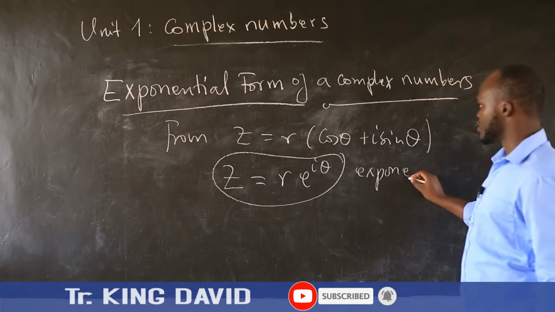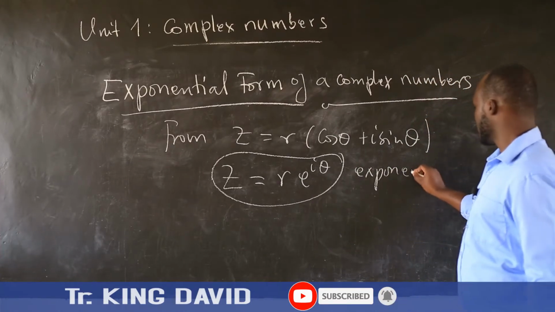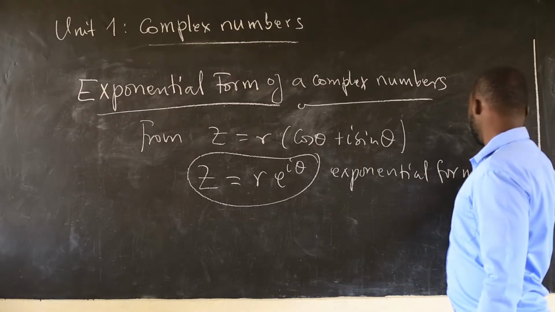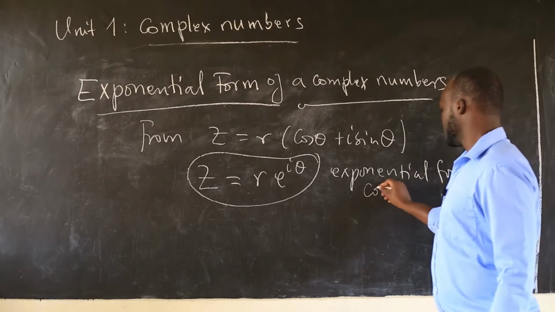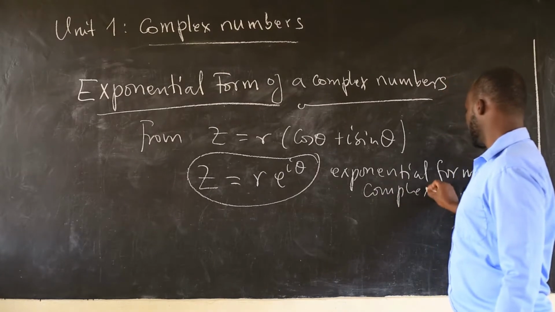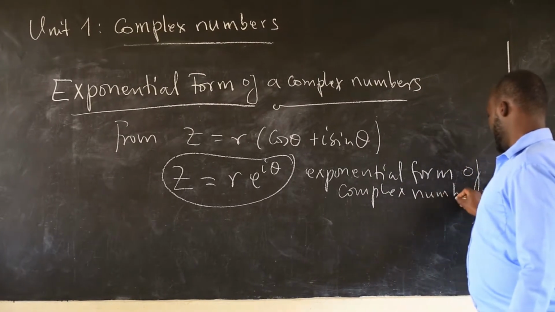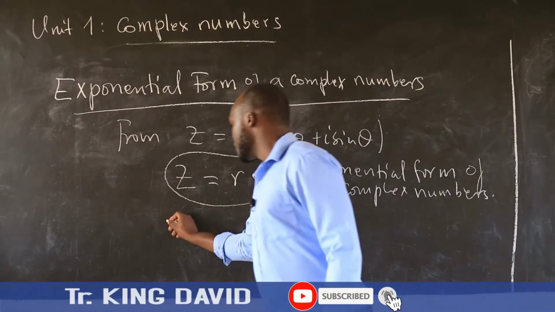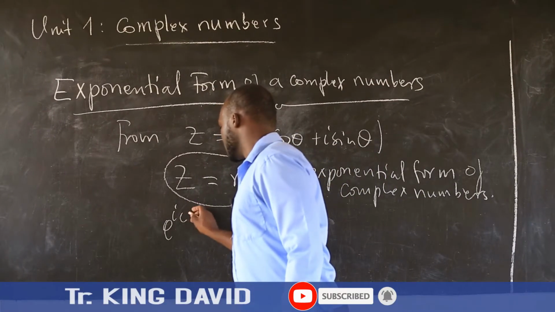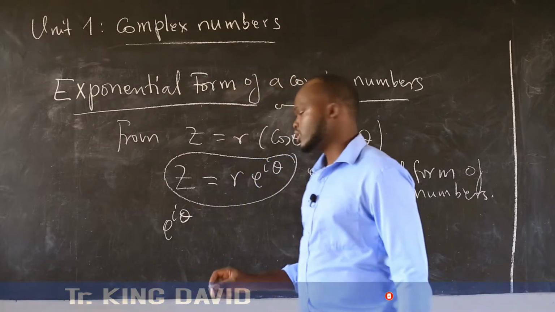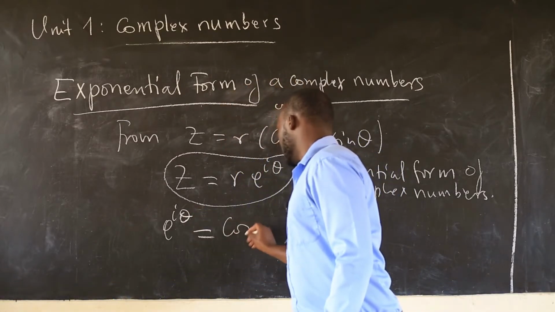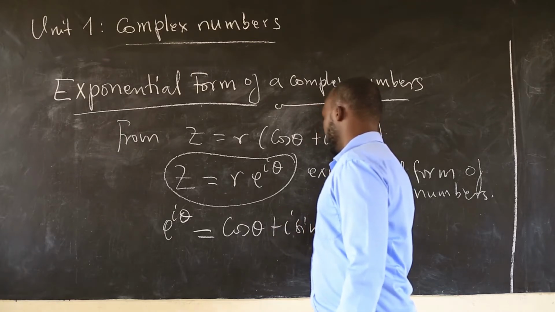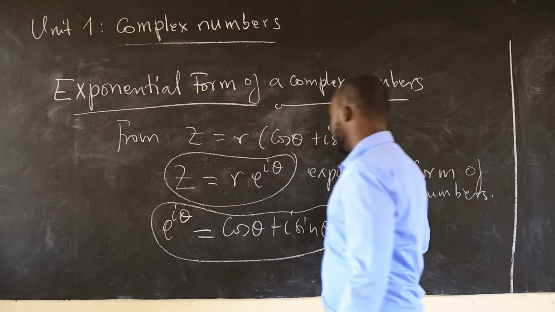This is the exponential form of a complex number, where e power i angle equals cos angle plus i sine angle. That is e power i angle.